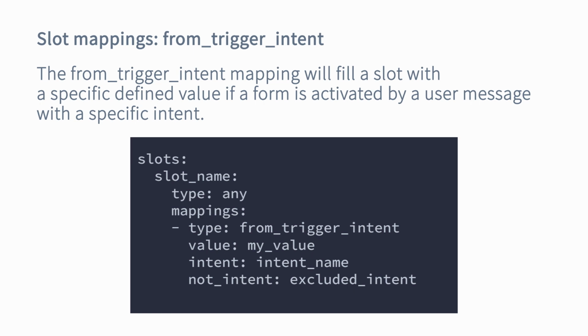In some situations, you might want to fill in the slot when the form is triggered. And from trigger intent, slot mapping allows you to do exactly that. This mapping will fill in a slot with a specific predefined value if a form is activated by a user message with a specific intent.